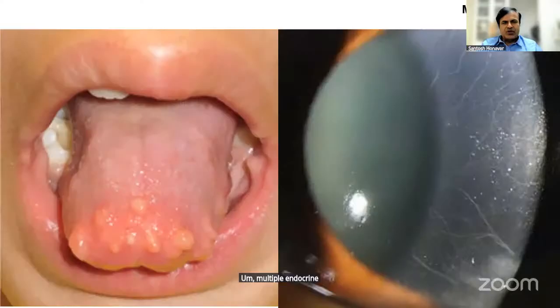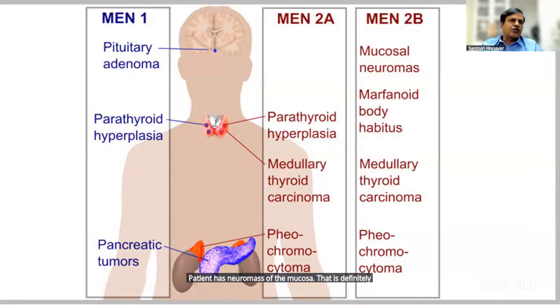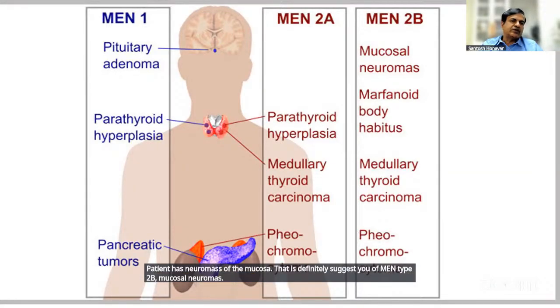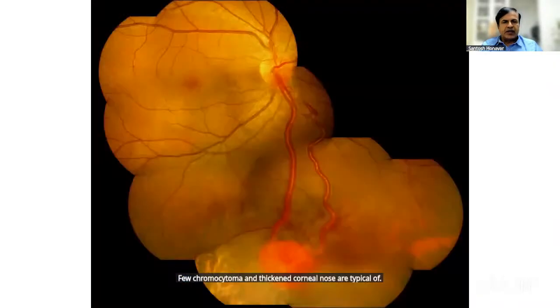Multiple endocrine neoplasia, type 2B. Absolutely correct. So then you look at the patient's lip and tongue. If the patient has neuromas of the mucosa, that is definitely suggestive of MEN type 2B. Mucosal neuromas, marfanoid body habitus, medullary thyroid carcinoma, pheochromocytoma, and thickened corneal nerves are typical of MEN type 2.